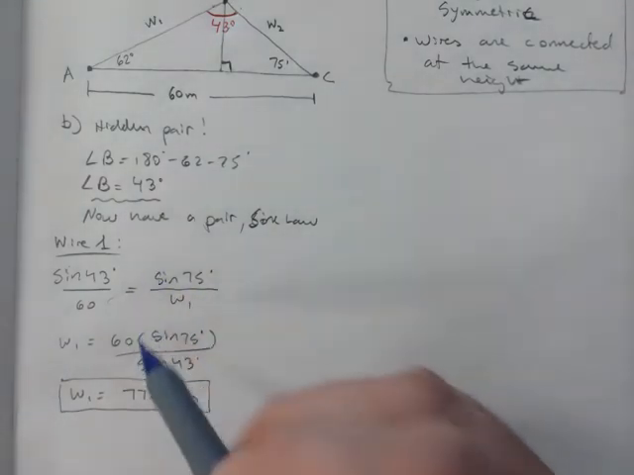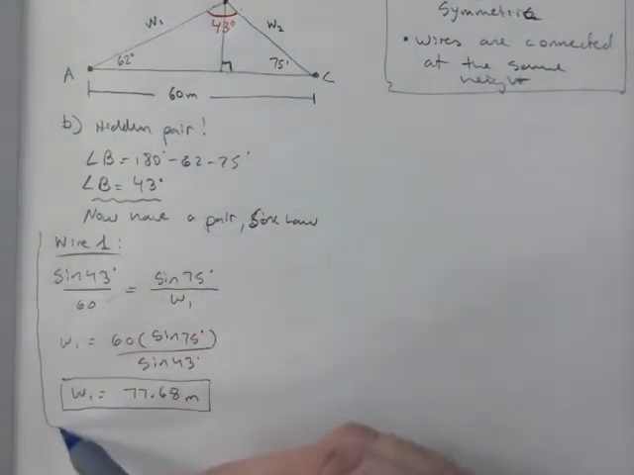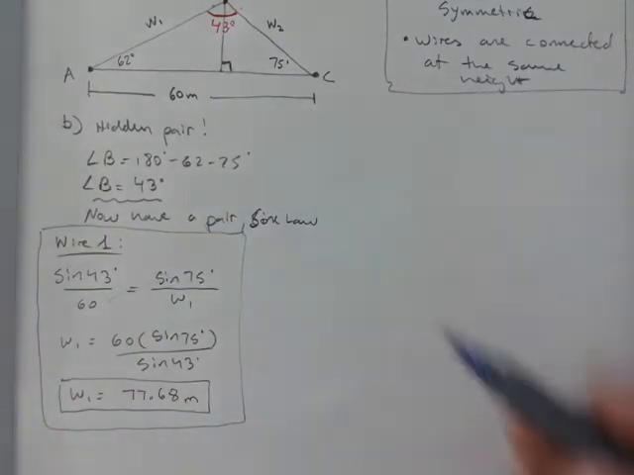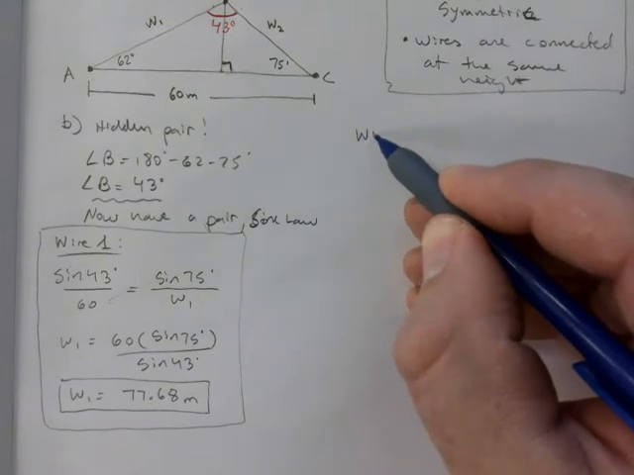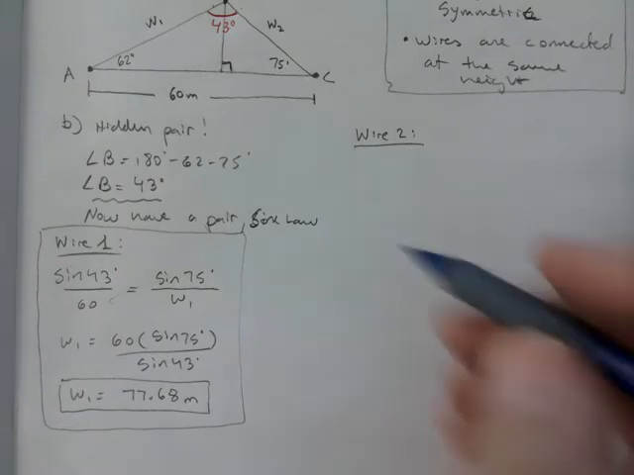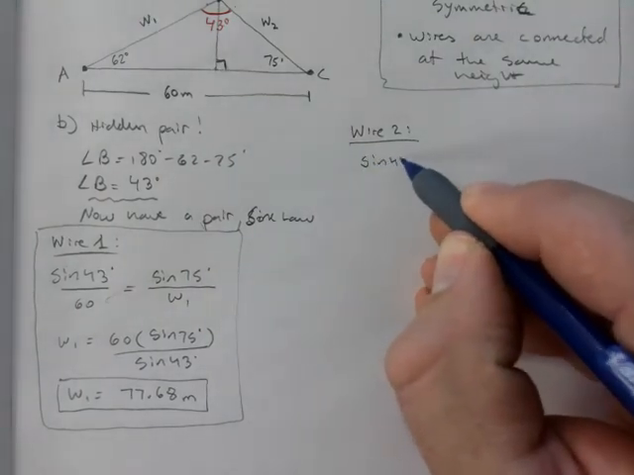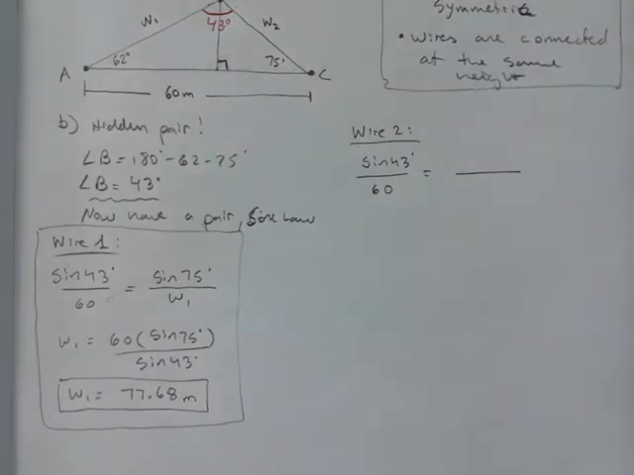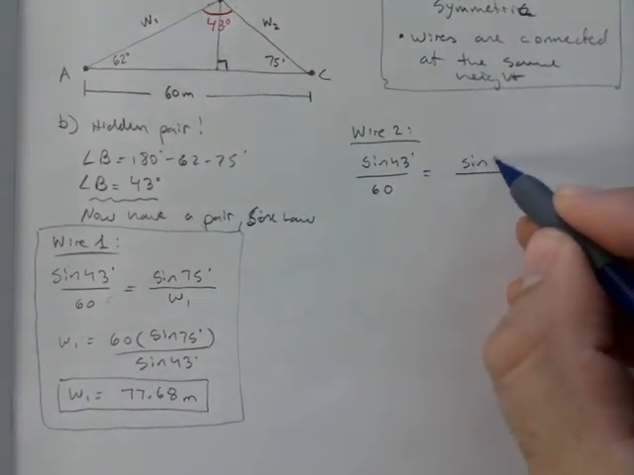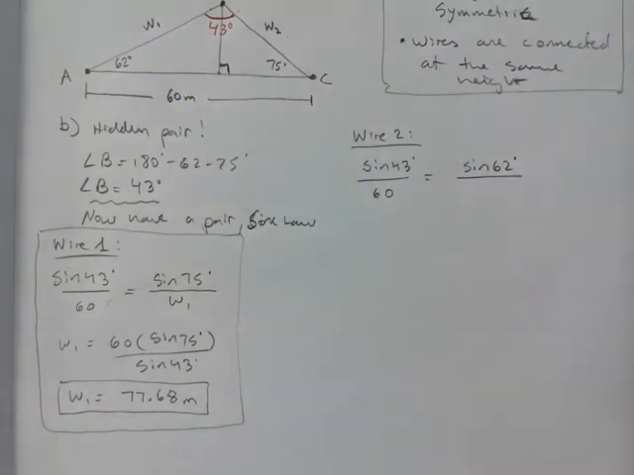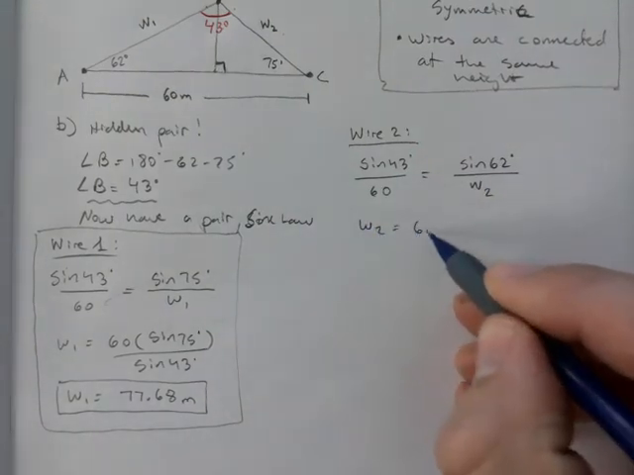Wire 2, so you know what, I like to clean it up a bit if I can. This is my wire 1 work right there. Then I'm going to say, hey, this is wire 2, and I'm going to box that in once I'm done. Same thing, same pair. I'm not going to deviate from that pair. In this case, I'm going to use angle 62, this one, which is paired up with W2, that side.